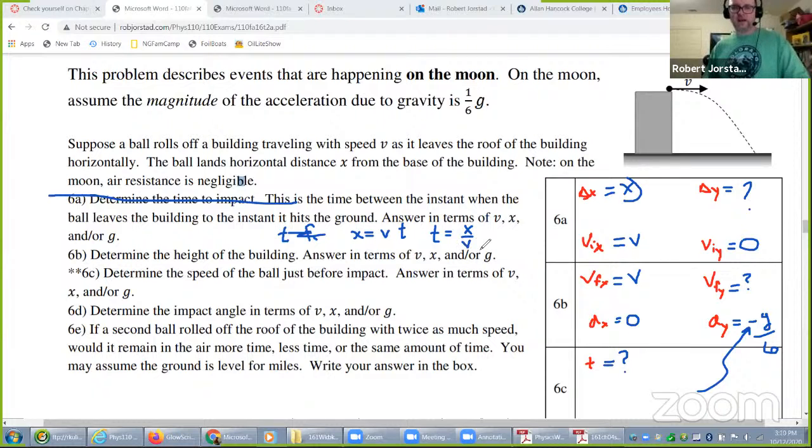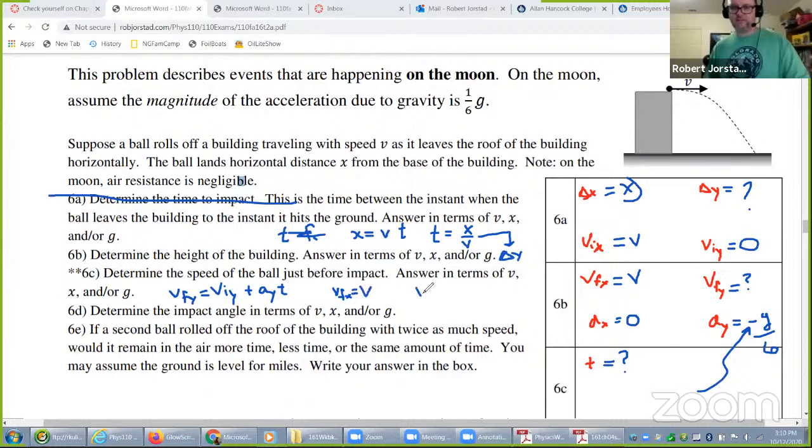So that gives me the time, which I'm going to take, and for part B, I would probably use the delta y equation, since we now know the time. I would take this time and shove it in there. And then for this one, I could use v final y equals v initial y, which is 0, plus a sub y, which is negative g over 6, times time, which is x over v. And then I also know v final x is already given because ax equals 0.